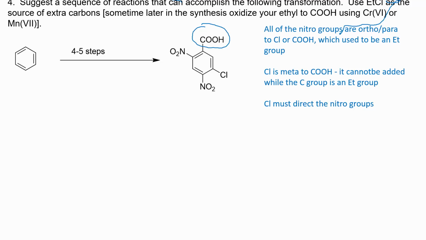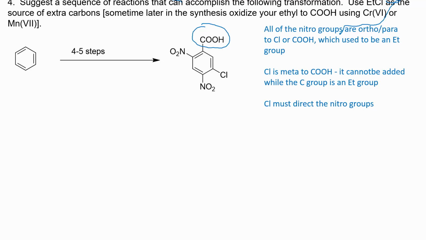All of the nitro groups are ortho-para to chlorine or COOH, and the COOH used to be an ethyl group. This is a very happy situation because chlorine's an ortho-para director, and when this was an ethyl group, it was also an ortho-para director. So the nitros are in exactly the right place. Chlorine is meta to COOH, meaning it cannot be added while the carbon group is an ethyl group. Okay?